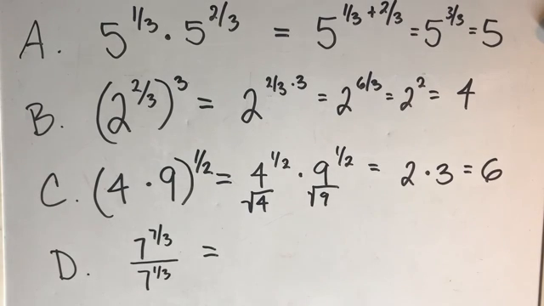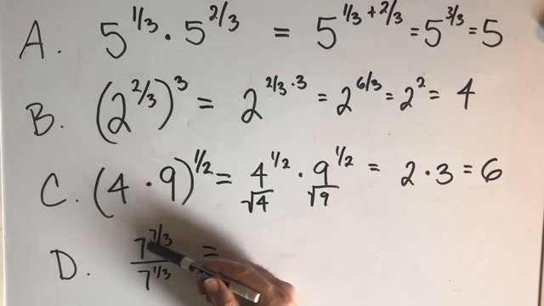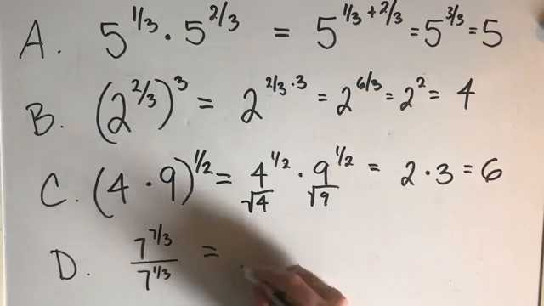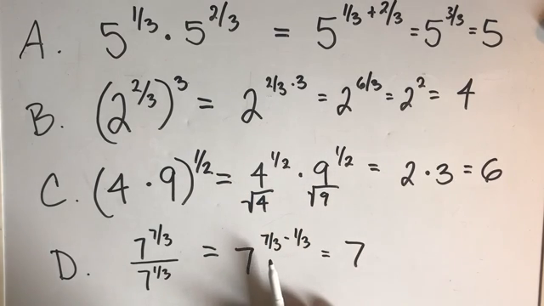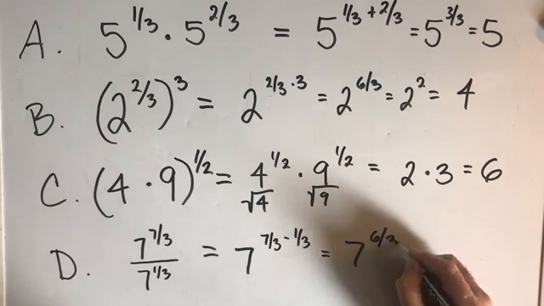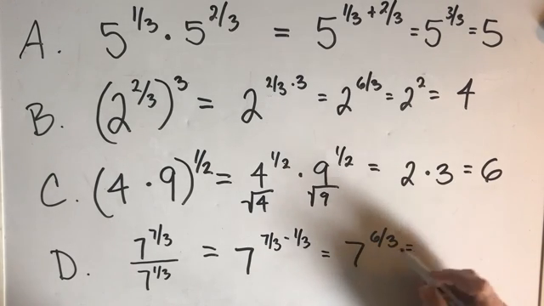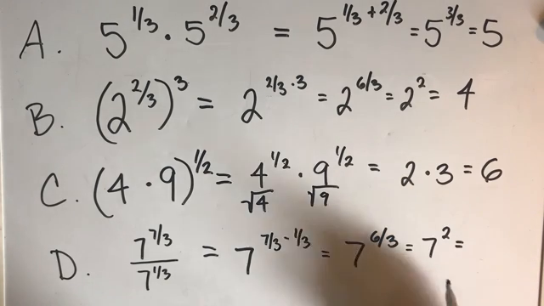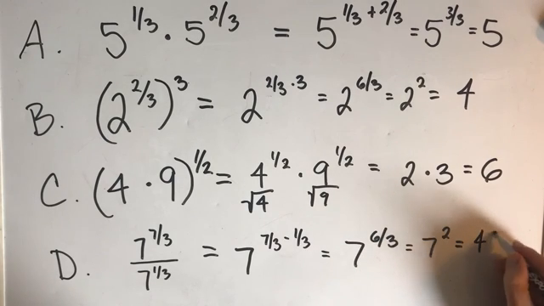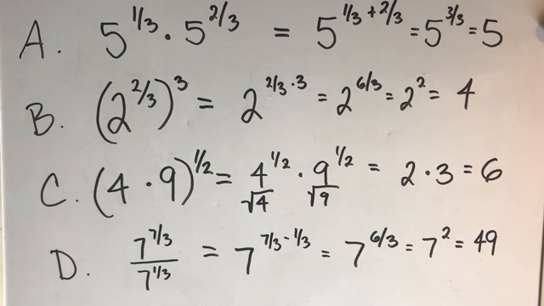Down here, I have 7 raised to the 7/3 power divided by 7 raised to the 1/3 power. Since the bases are the same, I can just subtract those exponents. So 7/3 minus 1/3. So I have 7 raised to the 7 minus 1 over 3. Well, 7 minus 1 is 6 over 3, and 6 divided by 3 is 2, so 7 to the 2nd power equals 7 times 7, which is 49. All right, guys, I hope that makes sense.